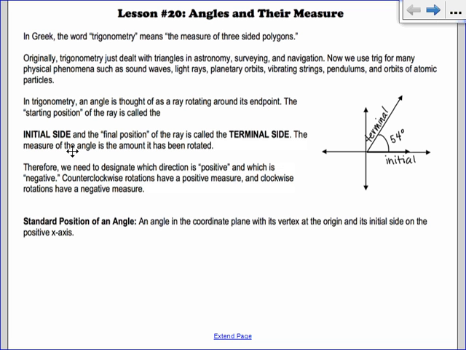We use it for sound waves, light rays, planetary orbits, vibrating strings, pendulums, and orbits of atomic particles. So if you ever ask your math teacher, why are we ever going to need to know this? You need to know trig. It's pretty important.